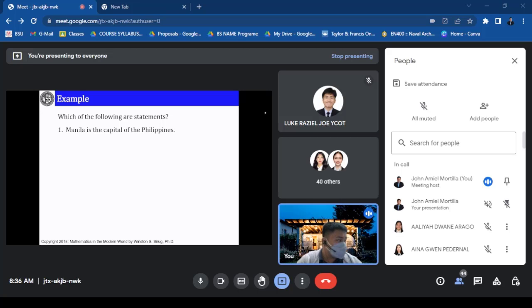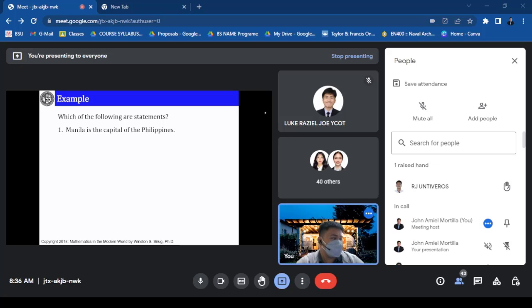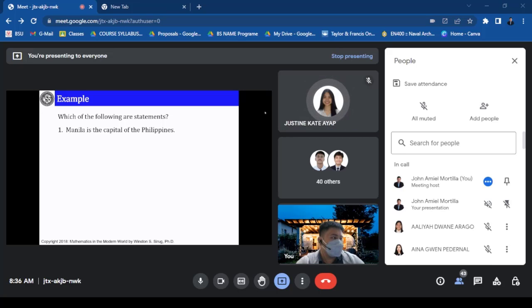Is it a statement or not a statement? Okay, Kate? It is a statement. Okay, so why do you think it is a statement? Because ini-imply po na ang Manila ay capital ng Philippines, which is a fact. Okay, so it describes Manila as the capital of the Philippines, which is true. And it is a statement.